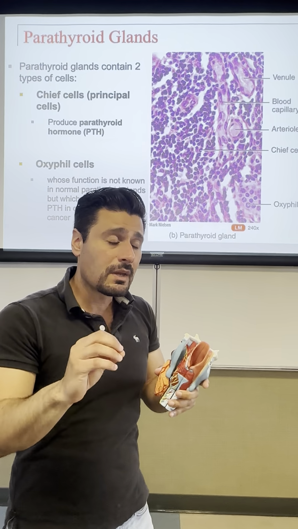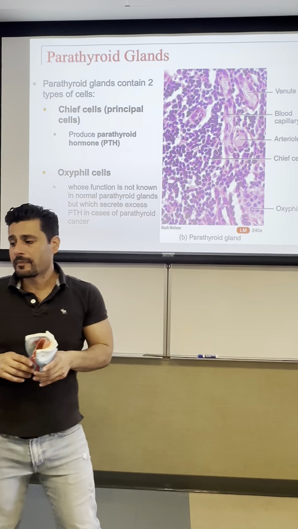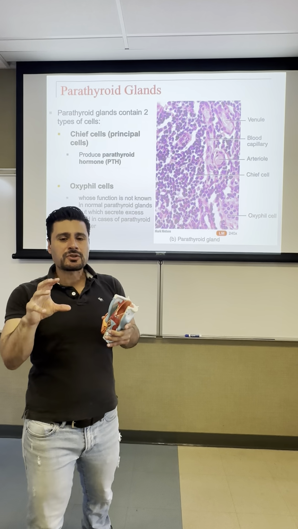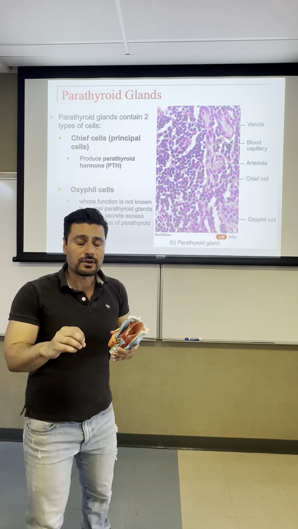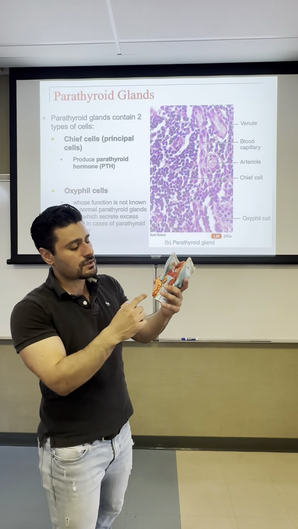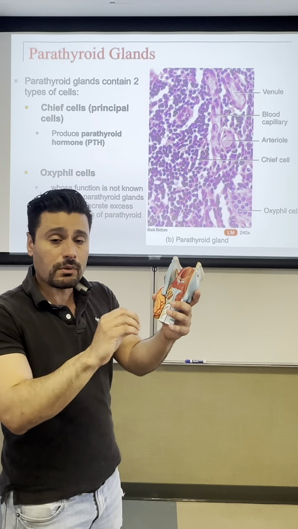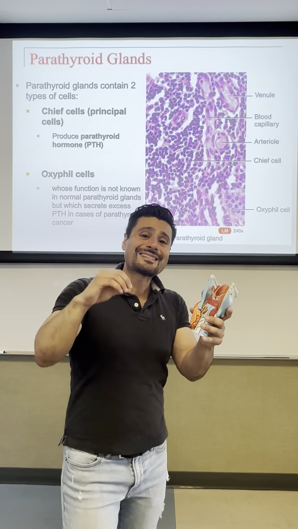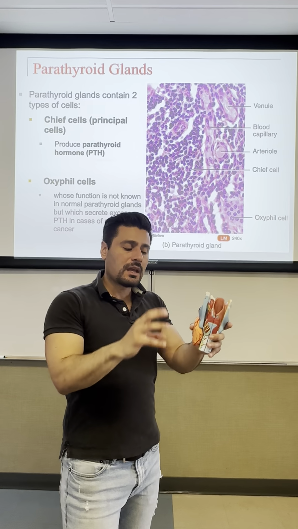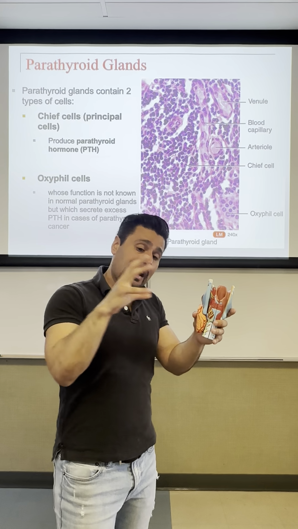Their main job is to secrete a hormone called parathyroid hormone, PTH, from these specialized cells called principal cells or chief cells. Now, the chief cells or principal cells, what they end up doing is they secrete parathyroid hormone. Parathyroid hormone has its effect on our bone. So what does it do in bone? It's going to stimulate the osteoclast.